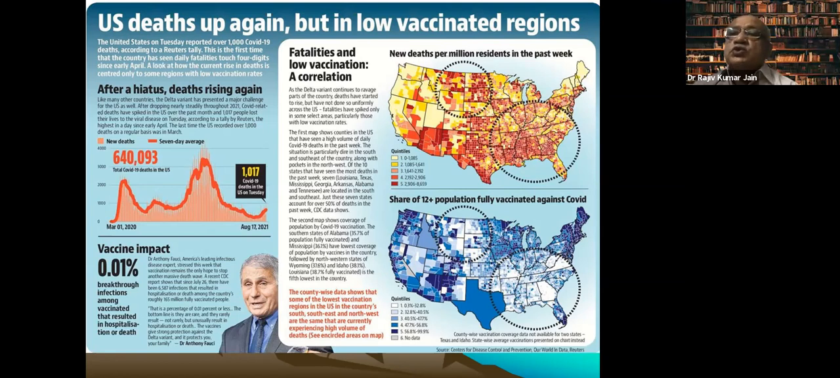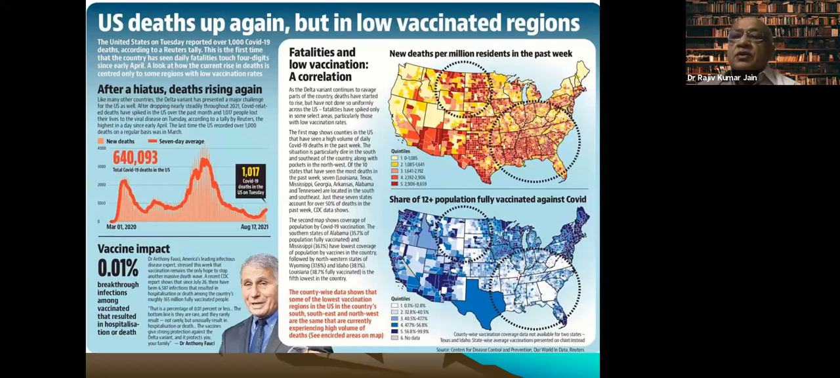The first map shows counties in the US that have seen a high volume of daily COVID-19 deaths in the past week. The situation is particularly dire in the south and southeast of the country, along with pockets in the northwest. Of the 10 states that have seen the most deaths in the past week, 7, Louisiana, Texas, Mississippi, Georgia, Arkansas, Alabama, and Tennessee, are located in the south and southeast. Just these 7 states account for over 50% of deaths in the past week, CDC data shows.